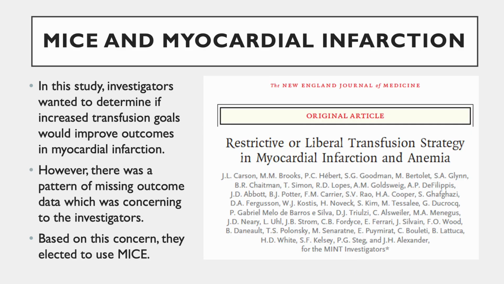So now we'll get to the MINT trial, which was a study to investigate whether using more liberal transfusion goals would improve outcomes in patients with myocardial infarction. Unfortunately, in the MINT trial, there was a pattern of missing outcome data that was concerning to the investigators, so they decided to use MICE to decrease the potential for bias.